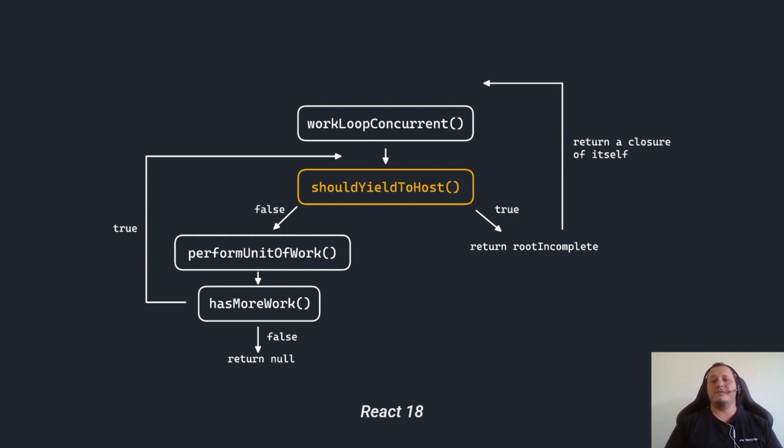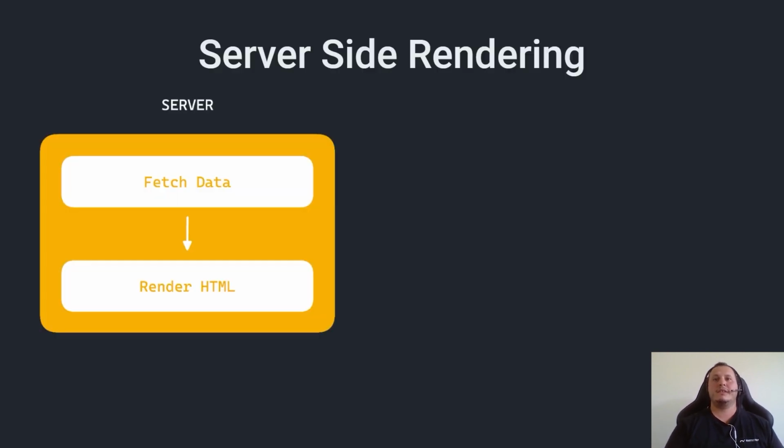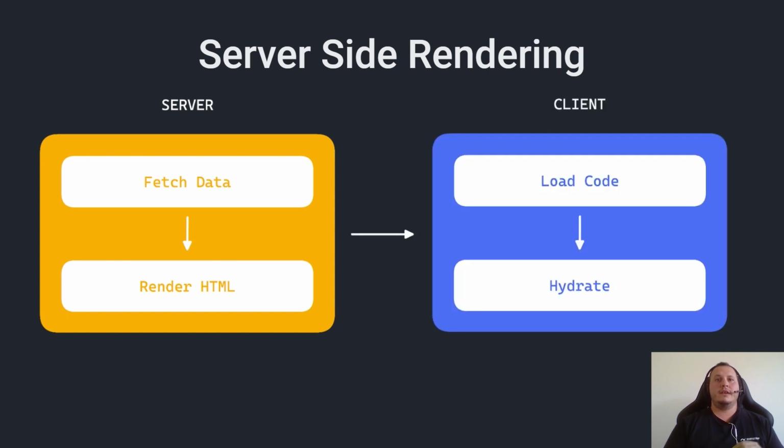So this is all for client-side rendering, but what about server-side rendering? We can define server-side rendering as a four-step process. First, on the server, we need to fetch all the data. Then after we fetched all the data, we need to render all the HTML. Once all of the HTML is rendered, it's sent to the client. The client will have to load all the code, and after that, it will have to hydrate. Hydrate is a function that will recreate all the components that are in the screen.